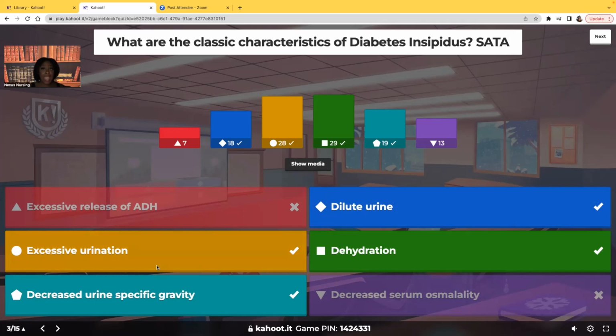Excessive urination. Yes, because they don't have enough ADH, antidiuretic hormone. Dehydration, yes, because they're urinating all over the place. They are losing all of their fluids. Decreased urine-specific gravity, yep, because even though they're urinating all over the place, all of those solutes stayed where? In the bloodstream. Let's look at the wrong answer. Excessive release of ADH. What is that?